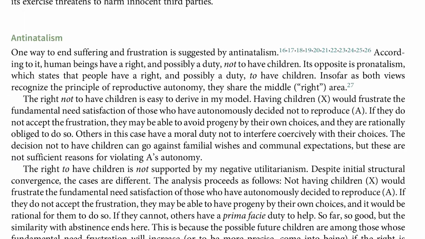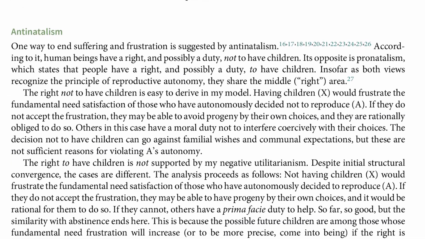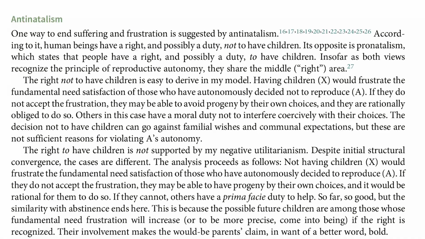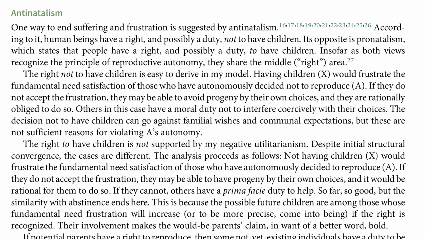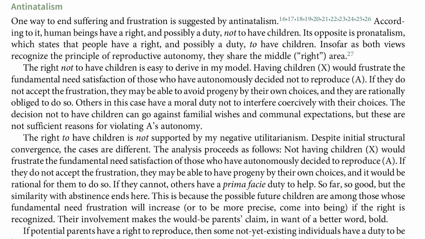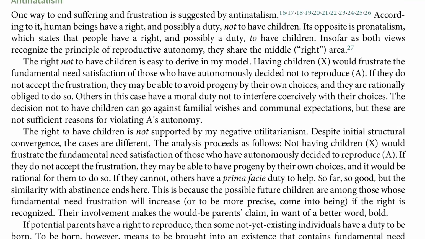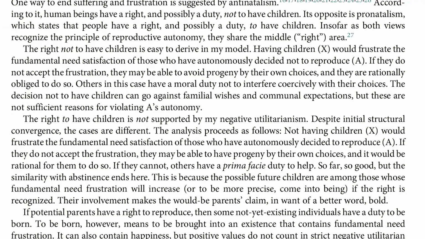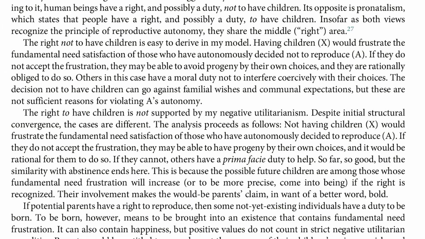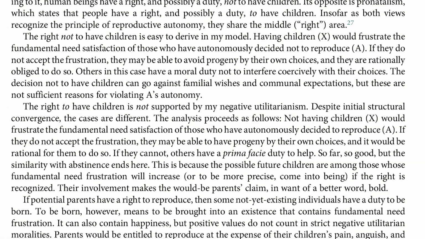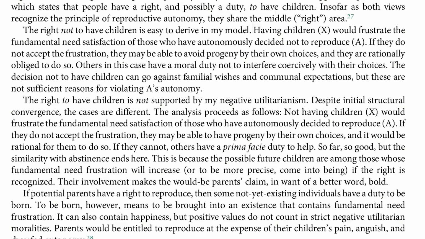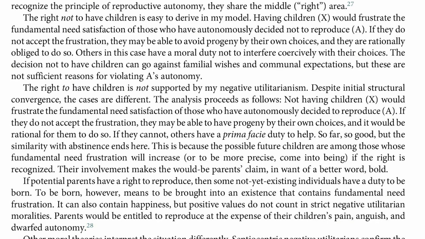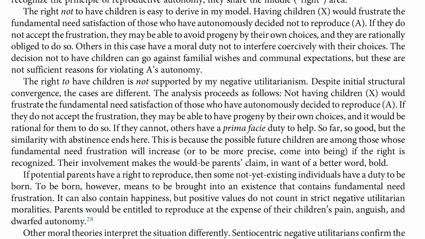Footnote 27. The right not to have children is easy to derive in my model. Having children, X, would frustrate the fundamental need satisfaction of those who have autonomously decided not to reproduce, A. If they do not accept the frustration, they may be able to avoid progeny by their own choices, and they are rationally obliged to do so. Others in this case have a moral duty not to interfere coercively with their choices. The decision not to have children can go against familial wishes and communal expectations, but these are not sufficient reasons for violating A's autonomy. The right to have children is not supported by my negative utilitarianism.